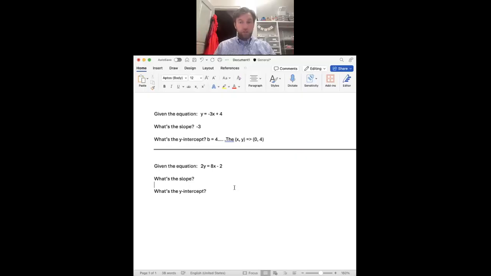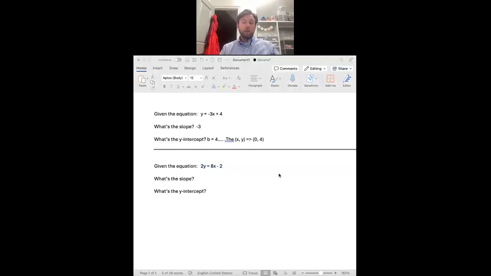It's a trick question. To be able to find the slope, the equation has to be y by itself. In my equation, 2y equals 8x minus 2, is the y by itself? The answer is no. There's a 2 in front. We can't have that 2. The y can only be a y, nothing else. No values, no nothing.